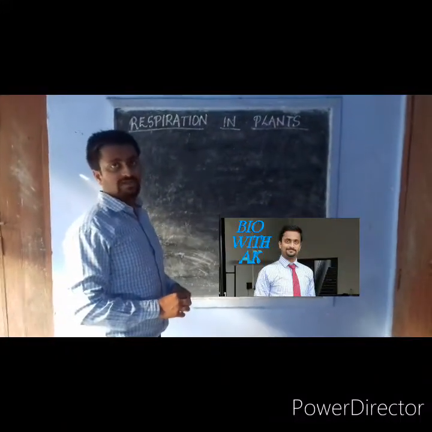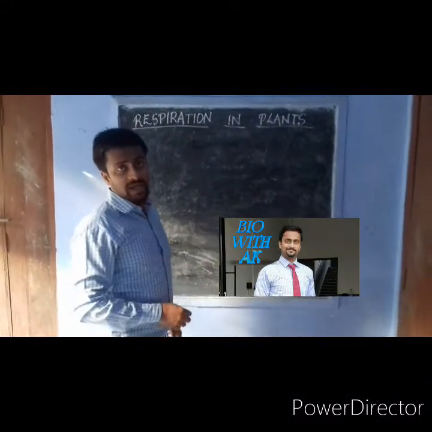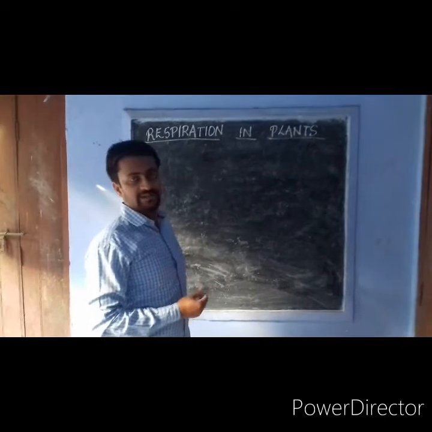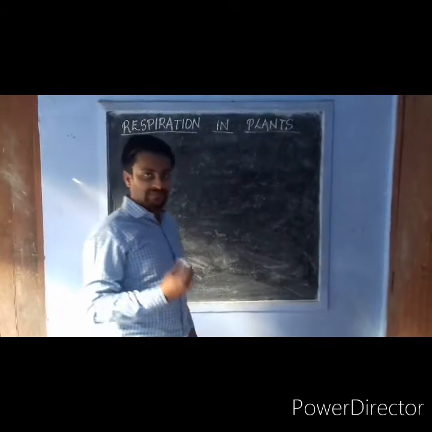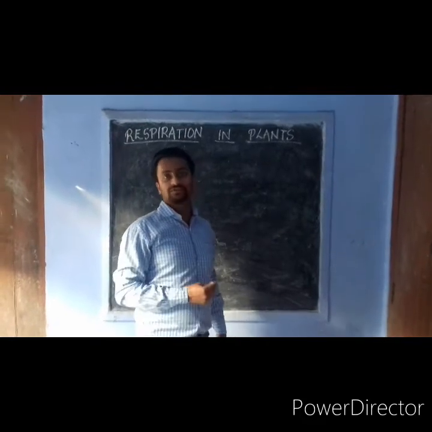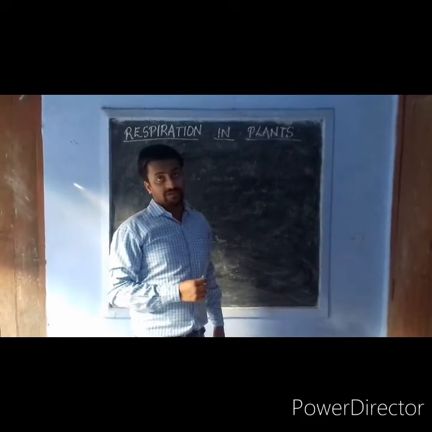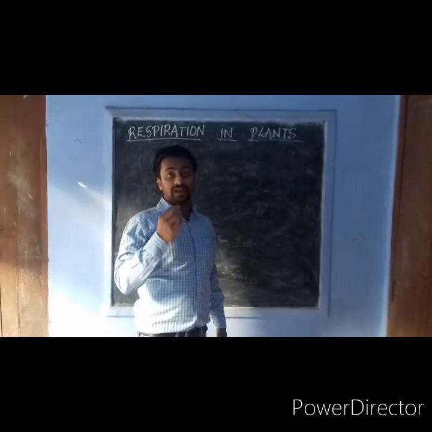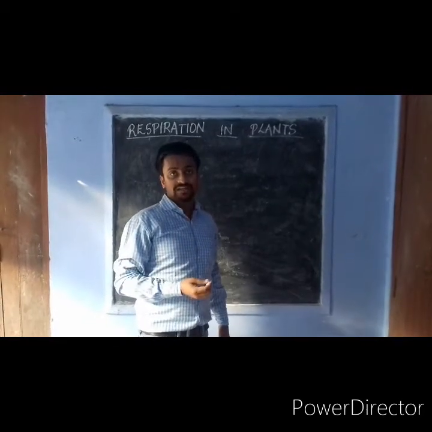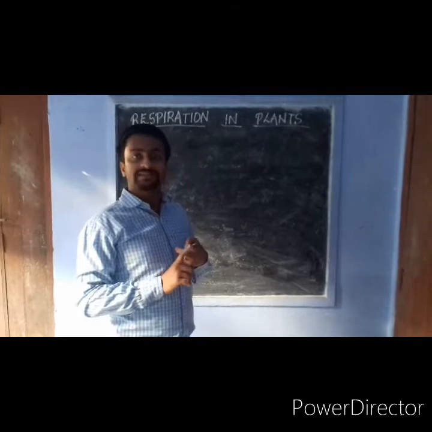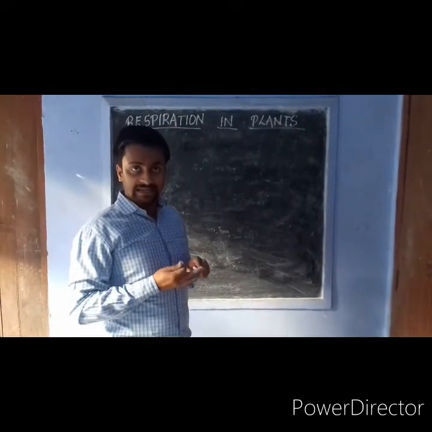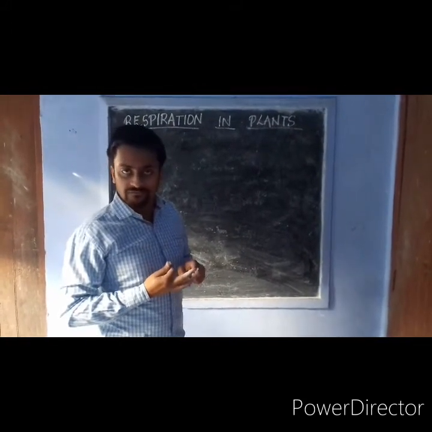Good morning, students. So today we'll be dealing with how respiration in plants actually takes place. But before studying how the process of respiration takes place in plants, there are two important things to remember. First, the energy released through respiration is mainly used for two purposes. First of all, for carrying out various life processes, and secondly, it is stored as fuel.